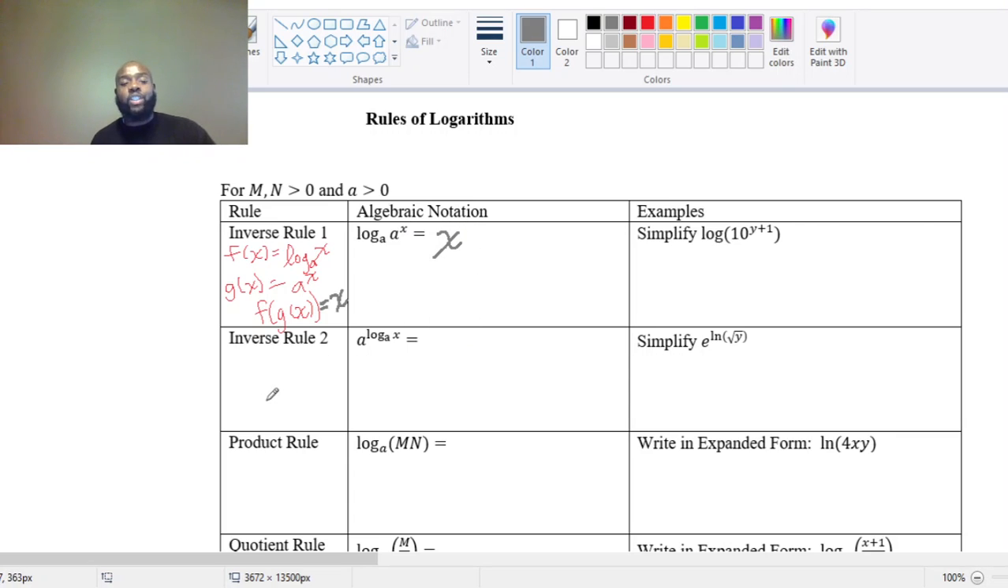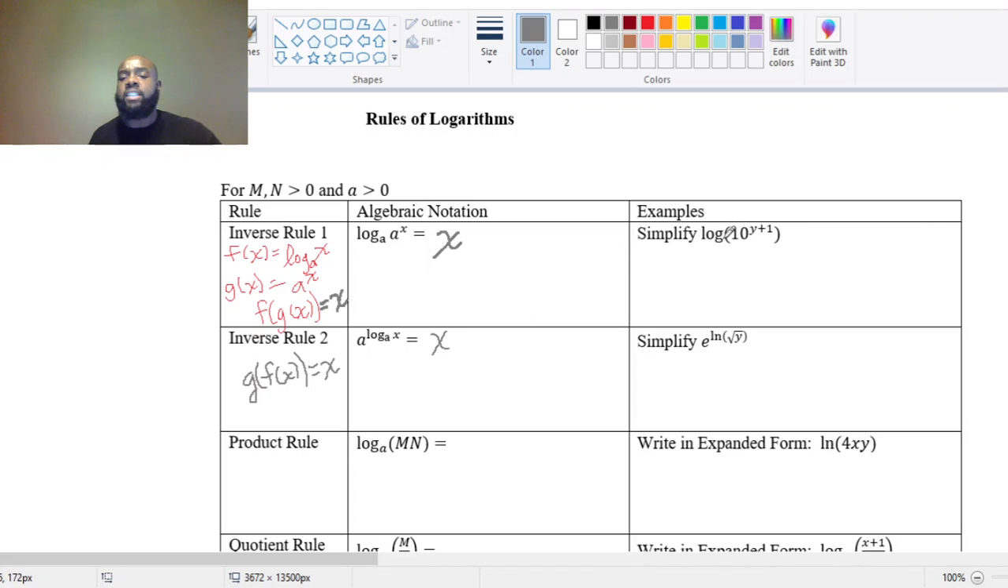We can do the inverse property the other way around. If I use the same f and G here, I have A to the log at base A of X. This A to the log at base A of X is actually G of f of X. When we do a composition of inverse functions, it takes us back to our original input. So that just equals X. So A to the log at base A of X is X.